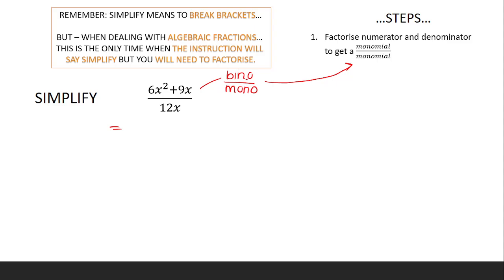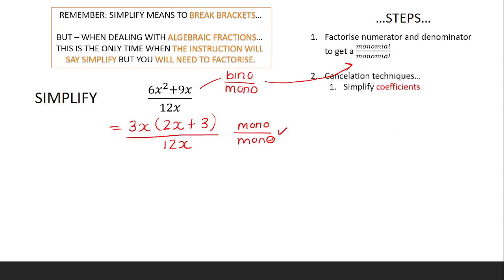Now remember, it's common factor, dots, sad soap. But we always start with common factor. So I'm going to take out a 3x. Now what's left over? 2x plus 3. The bottom is a mono, so it's great. So now we've got a mono over a mono. Step 1 done. Next one, cancellation techniques.